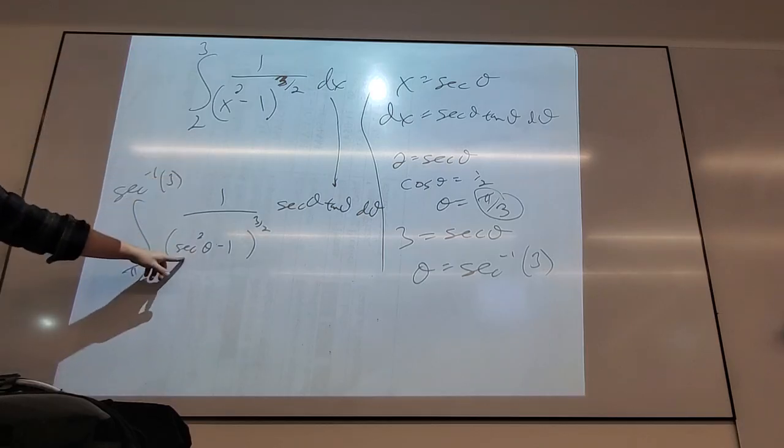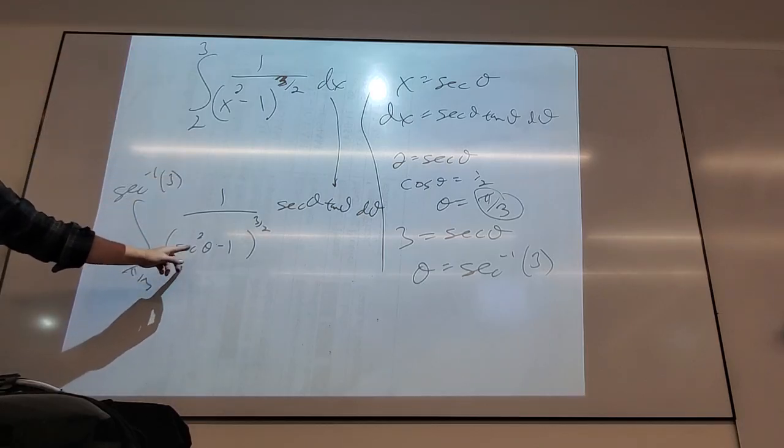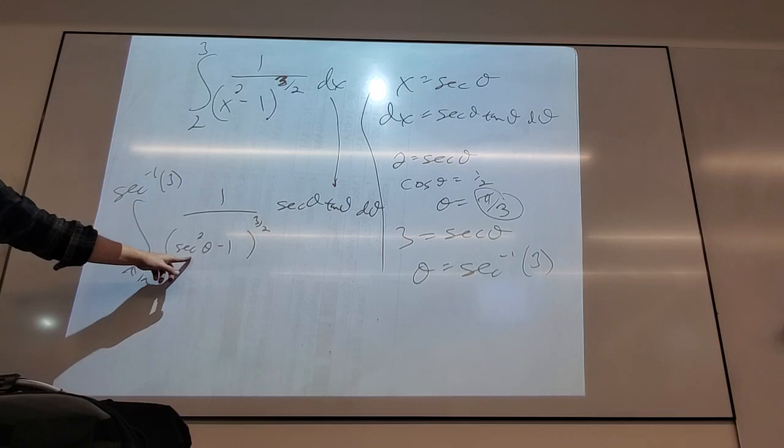Now, what is secant squared theta minus 1? The whole reason we chose it. It's tangent squared.